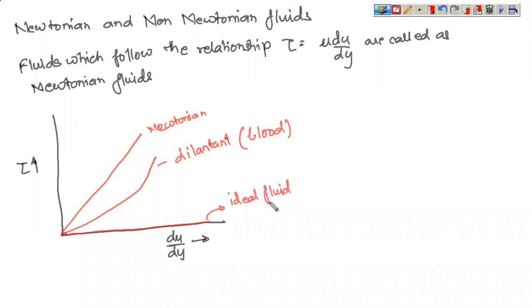Why this is called as an ideal fluid? Because it does not provide any resistance to flow. So this is called as an ideal fluid. So the shear stresses are 0. So this lies exactly on the x-axis. So this is called as dilatant. And if it follows this path, this is a curve. This is called as pseudoplastic. These are called as pseudoplastic fluids.